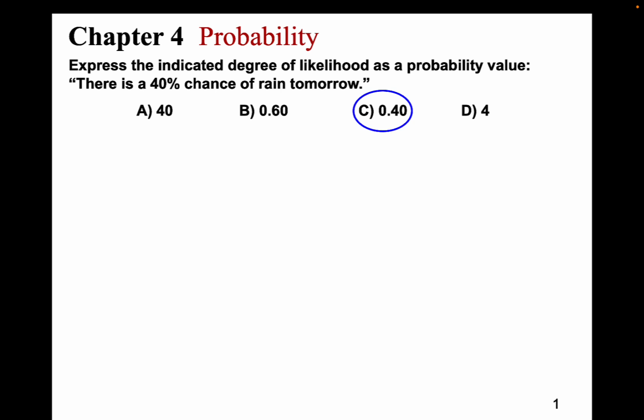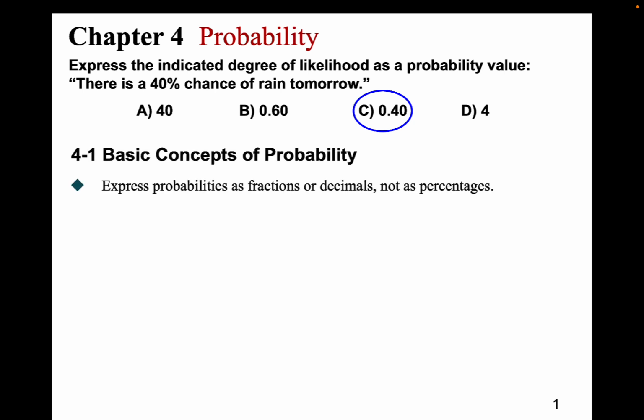If you said that 40% is the same thing as the probability of 0.40, then you got it right. If you didn't, that's okay. Now we'll learn about it. 40%, its corresponding probability is equal to its decimal. 4.1 is on the basic concepts of probability. We are always going to express probabilities as fractions or decimals, not as percentages.